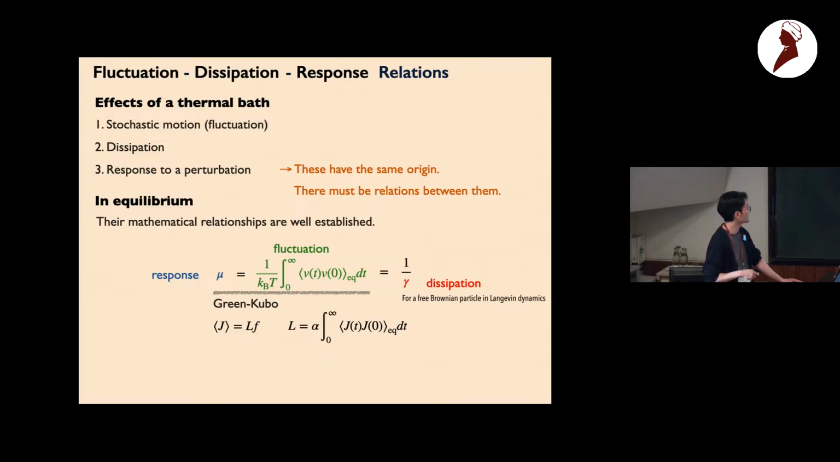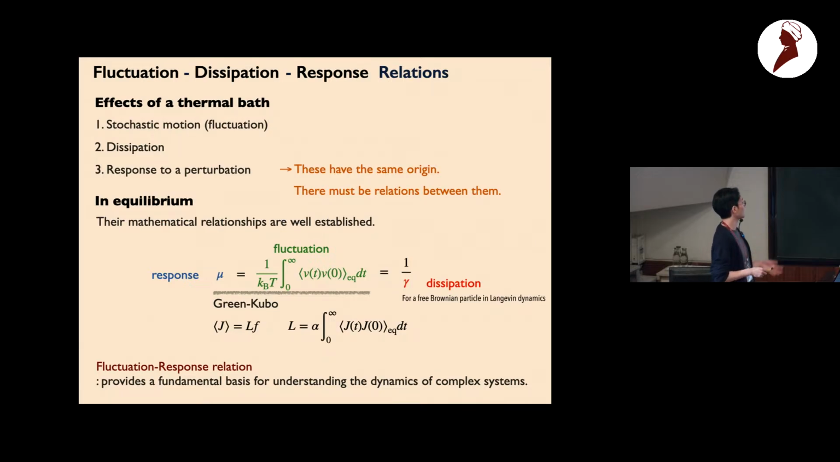Here, L is the response to the perturbation F, and it is sometimes called the Onsager coefficient or Onsager matrix. This response is given by the current fluctuation. So here you can see that the response is linearly proportional to the fluctuation. So the fluctuation response relation serves as a fundamental basis for understanding the dynamics of a complex system, and everyone knows well about the relationship in equilibrium. Then what about non-equilibrium?